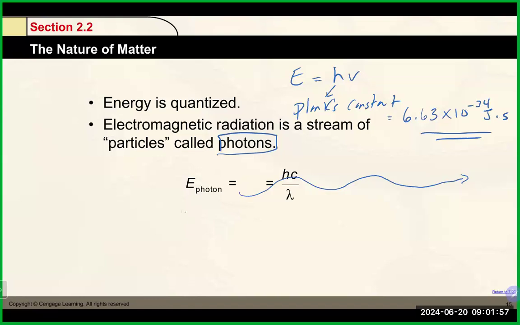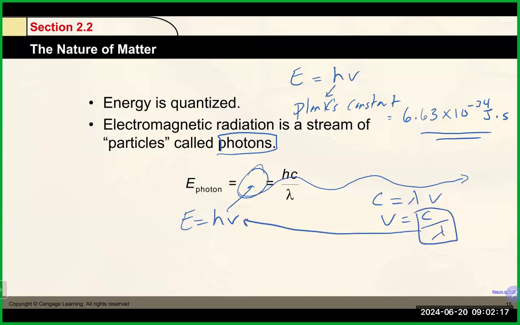So if we take this energy, E is equal to h times our frequency, and we take the equation that we saw earlier, c is equal to our wavelength times our frequency, and solve for frequency, frequency is c divided by the wavelength. We could substitute that in, and that gives us E is equal to hc over the wavelength. So this gives us two ways to calculate the energy associated with that photon of light. If we know the frequency, we could just multiply it by Planck's constant.